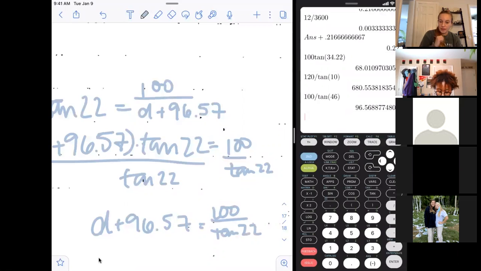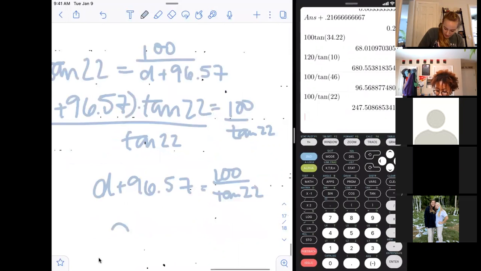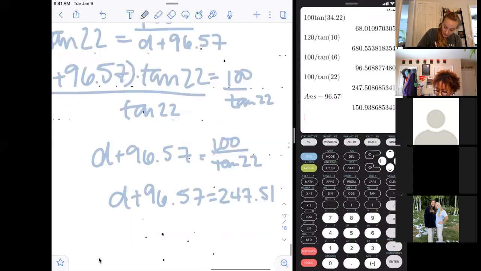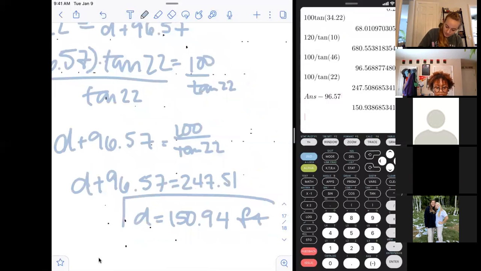Let's stop here and plug that right side into the calculator. 100 divided by tan of 22. Now I've got an easy algebra 1 equation. D plus 96.57 equals 247.51. Minus the 96.57 from both sides, and I get 150.94 feet.